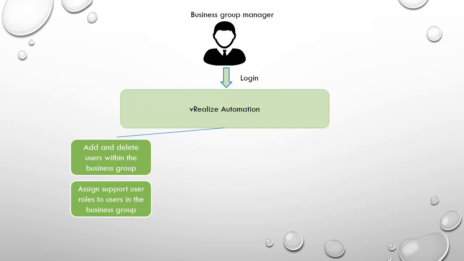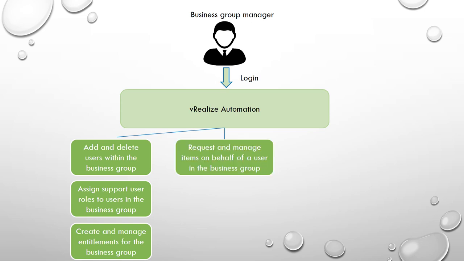Next tenant-wide role is the business group manager. They manage business groups, as you could have guessed from the name. If you're talking about the full set of responsibilities that it has, it can add and delete users within the business group. It can assign the support user role to users in the business group. It can create and manage entitlements for the business group. It can request and manage items on behalf of a user that is part of its business group.